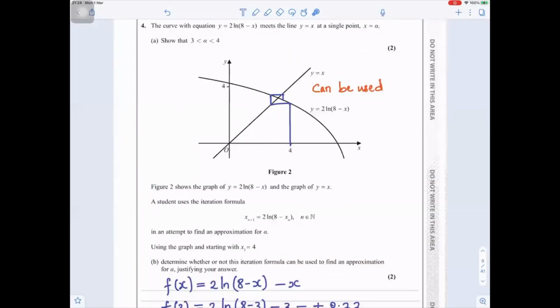Question number 4. The curve with equation y equals 2 ln of 8 minus x meets the line y equals x at a point x equals alpha. Show that 3 is less than alpha less than 4.